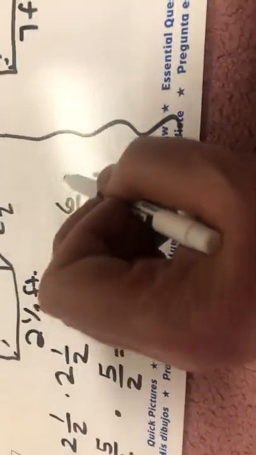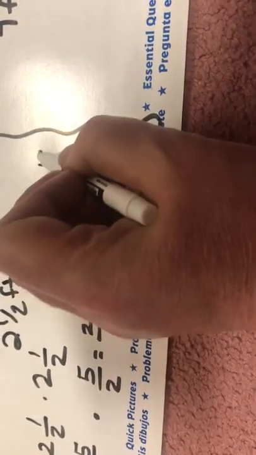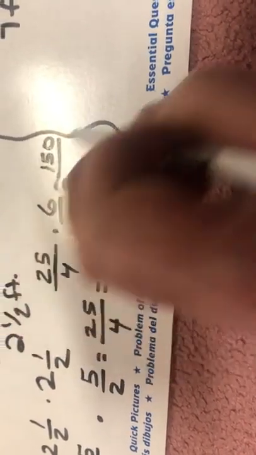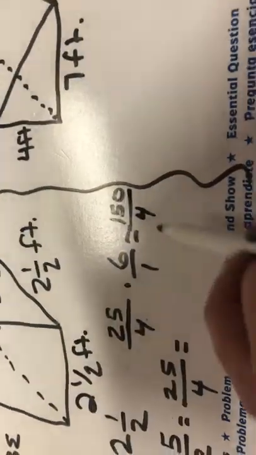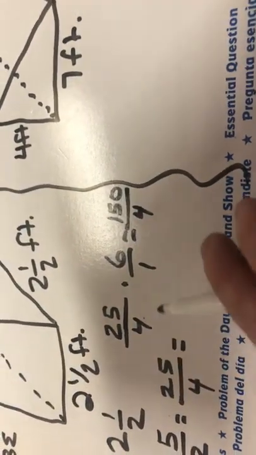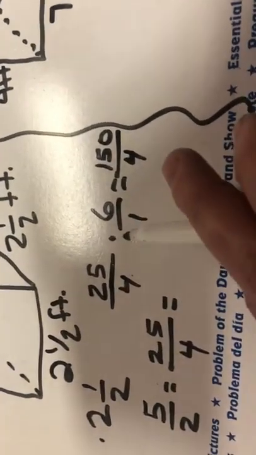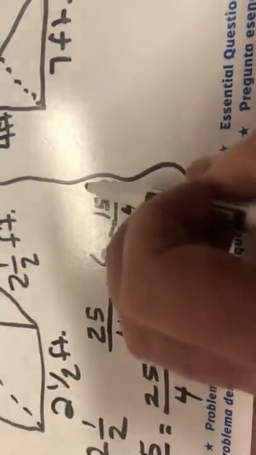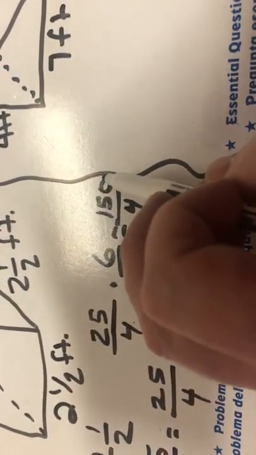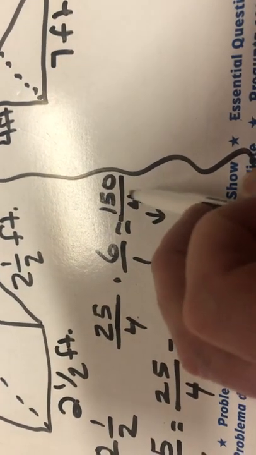So I'm going to come over here. 25 times 6, that's not a difficult problem. That's 150. 4 times 1 is 4. And then I actually just have to go and do that. 150 divided by 4. Okay? Now, what I might want to do is simplify 150 over 4. I see that they're both even numbers. That ends in a 0. That ends in a 4.